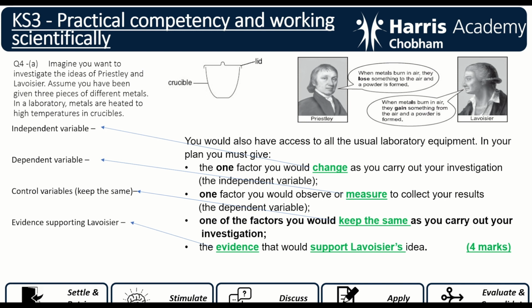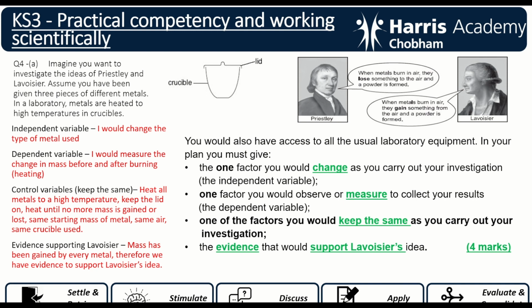So, what would you change to carry out your investigation? What would you measure to collect your results? That's your dependent variable. And what would you keep the same so that you are only assessing the independent variable, and your dependent variable isn't based on the fact that you have changed things and done everything very randomly. The last thing then, what result would provide evidence that would support Lavoisier's idea? You can pause now if you want to have a go at those. Otherwise, I'll go on to the next slide.